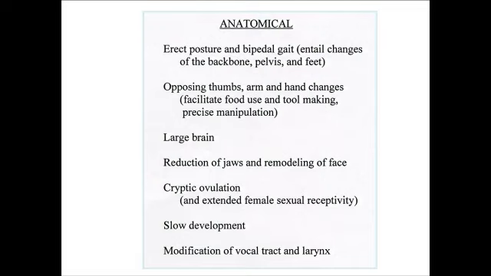First, erect posture and bipedal gait. That's very fundamental. That happened probably already between 7 and 6 million years ago, just at the beginning of the hominids, the lineage that leads to us after separation from the lineage going to the chimps, who are our closest relatives. And it has to do with our ancestors moving from the forest to the savanna.